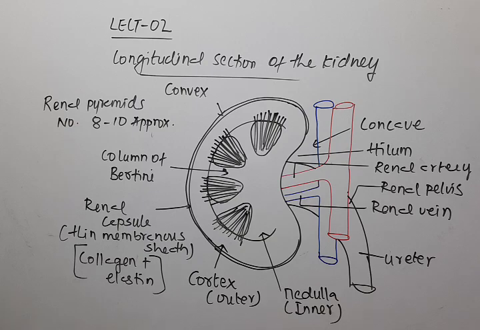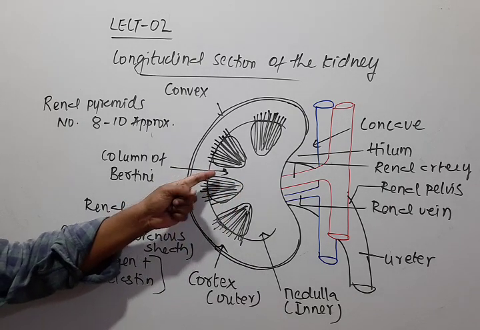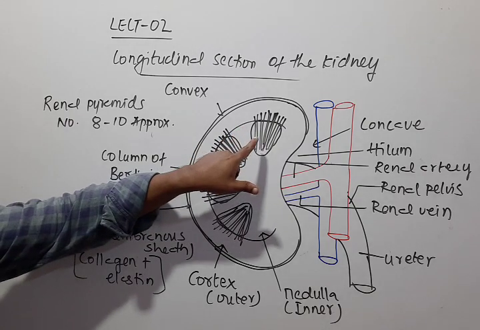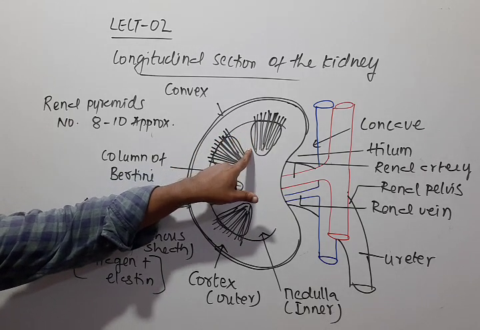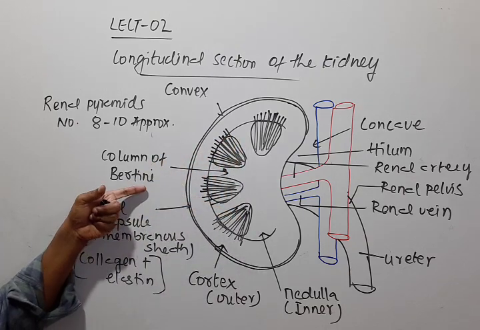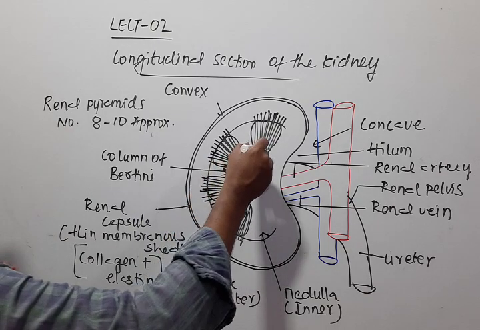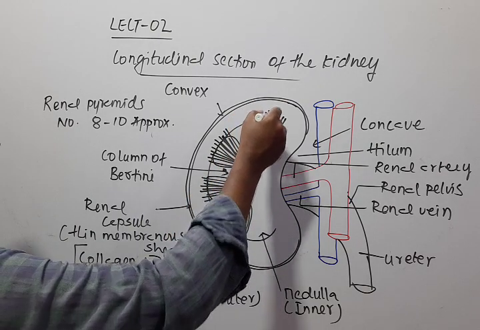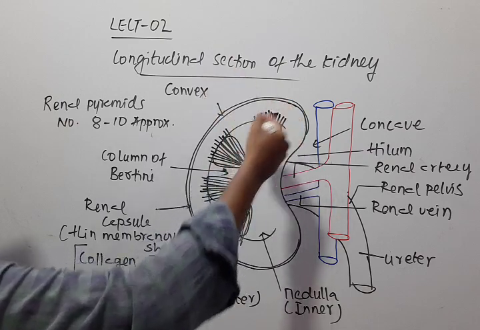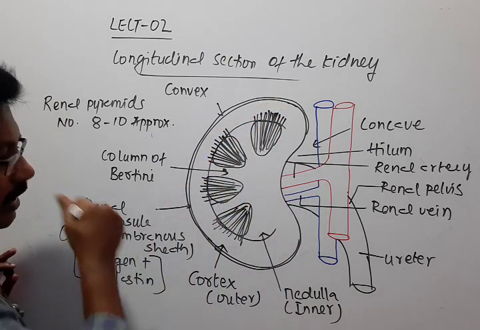Right, and here, between every renal pyramid, one column of Bertini is present. Then these are all the nephrons. Later I will magnify and tell you the structure of all this.